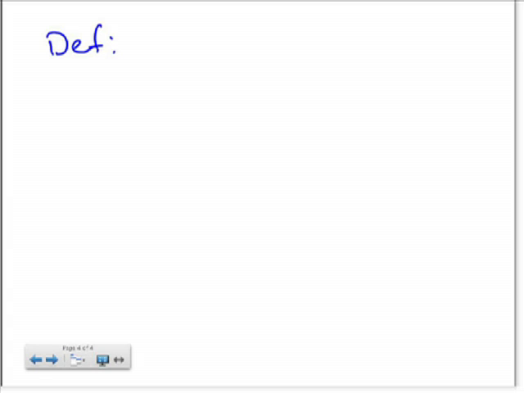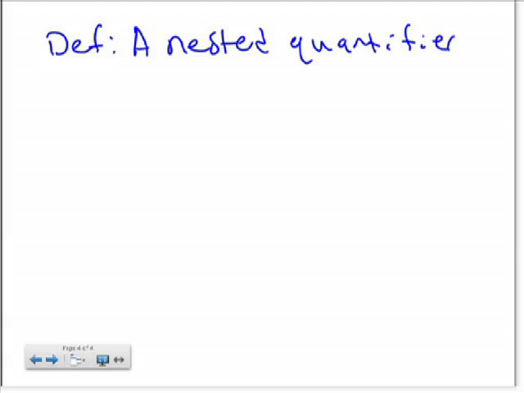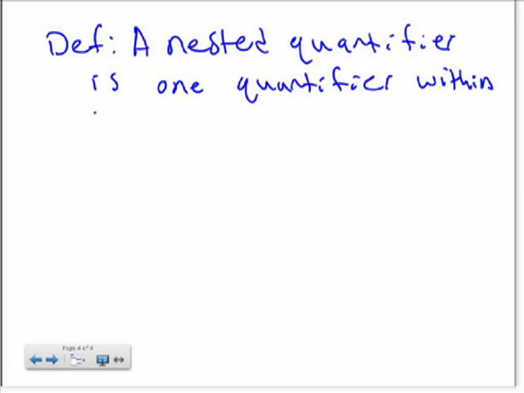The definition of nested quantifiers is: a nested quantifier is one quantifier within the scope of another. So let's show you some examples of that.